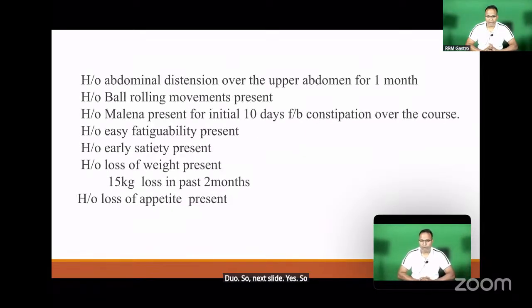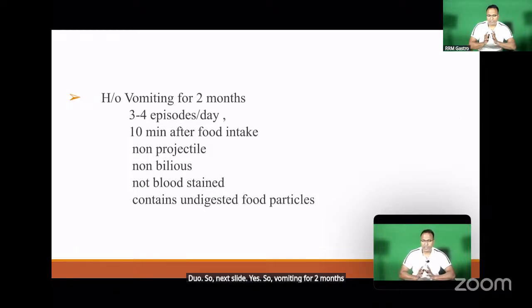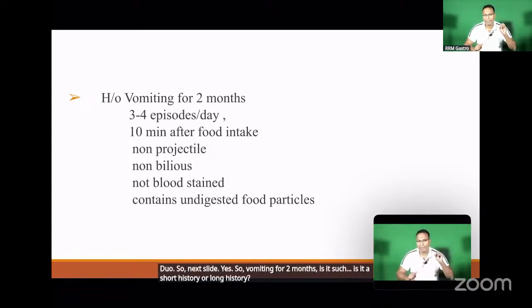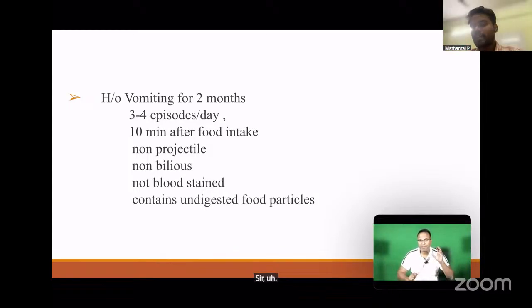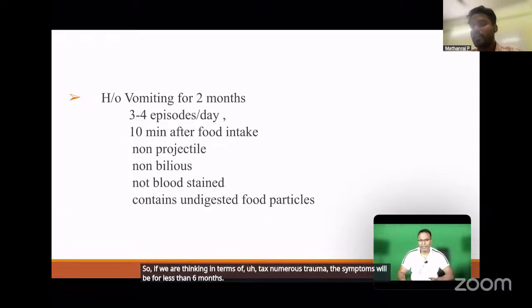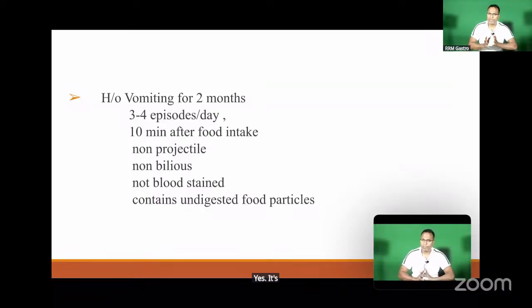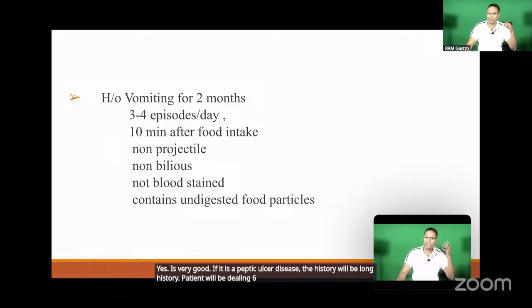So vomiting for 2 months, is it a short history or long history? Sir, if you are thinking in terms of carcinoma stomach, the symptoms will be for less than 6 months. If it is a chronic duodenal ulcer, it will be more than 6 months of duration. Yes, very good. If it is a peptic ulcer disease, the history will be long. Patient will be telling 6 months, more than 6 months, 8 months, 9 months, on and off vomiting.